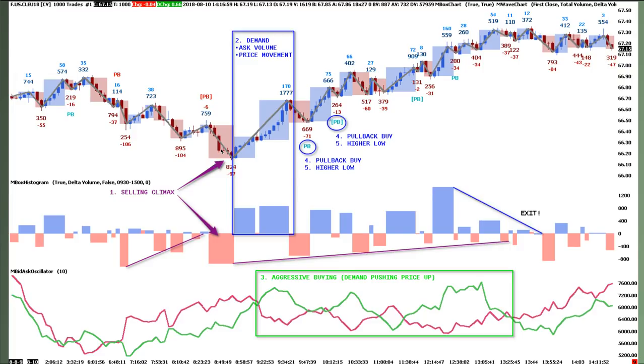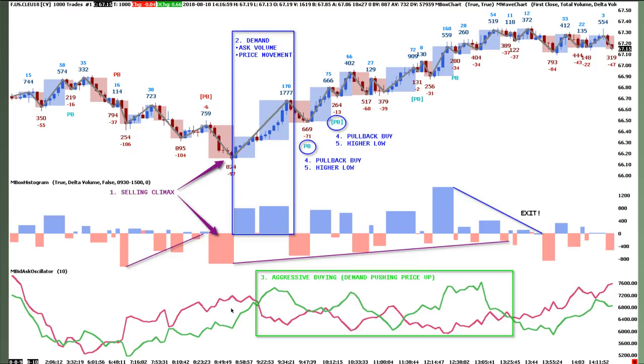And what's interesting about climaxes is that usually, well, here in this case, the bids taper off. So there's less selling going on here, and then suddenly, boom. So that's usually what a climax looks like. You'll see the volume tapering off, and then boom. And usually what happens here, this is a short trap, and then right away the demand comes in.